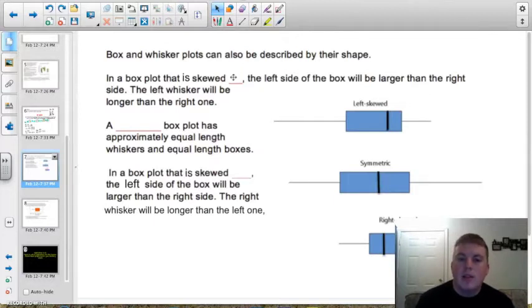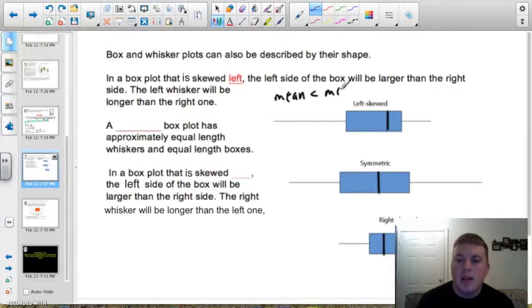In a box plot that is skewed left, the left side of the box will be larger than the right side, and the left whisker will be longer than the right one. If you see in our example here, our left whisker and our left box are both bigger than your right box and right whisker. Because those tails are longer, they're going to pull our mean closer to that direction. So in this case, our mean will be less than our median, because that data is going to pull the mean away from that center point.